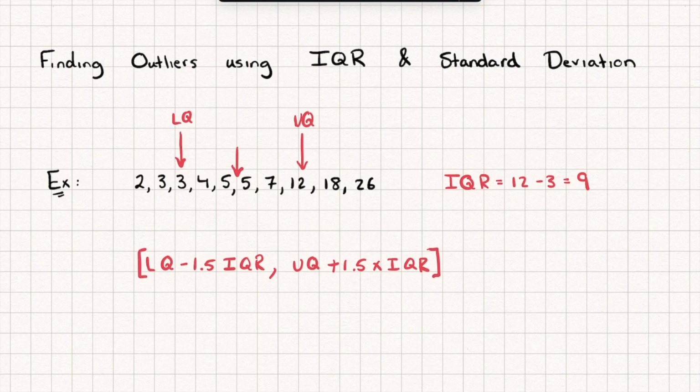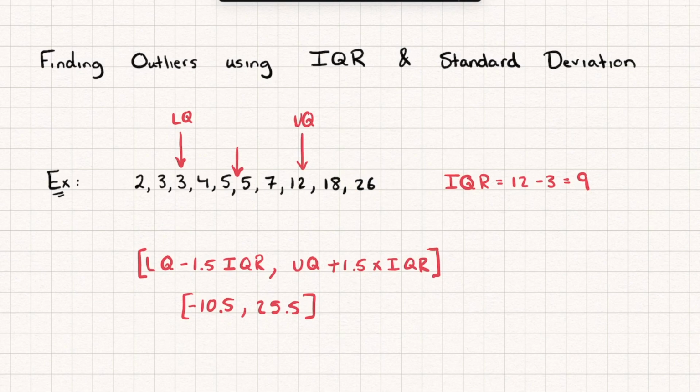Okay, so let's calculate it for this specific example. My lower quartile is 3, so I'm going to do 3 subtract 1.5 times the interquartile range, which is 9, and so I get negative 10.5. So anything less than negative 10.5 would be considered an outlier. Then I'm going to take my upper quartile, which is 12, and add on 1.5 times 9, and I get 25.5. So any data value greater than 25.5 would be considered an outlier. So in this data set here, 26 would be considered an outlier. So that's one way we can look for outliers.